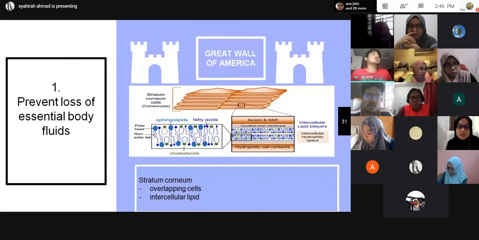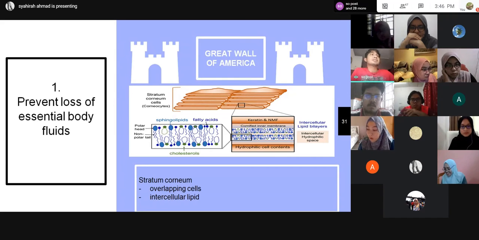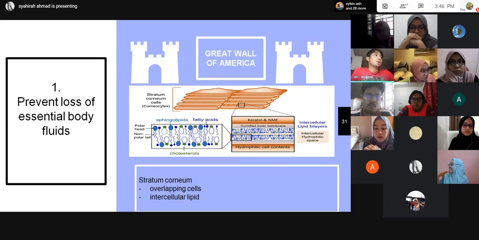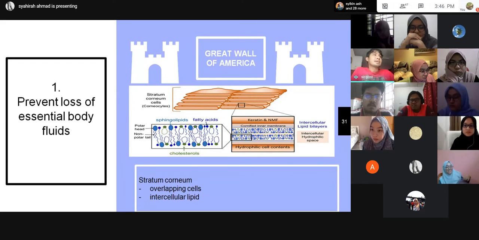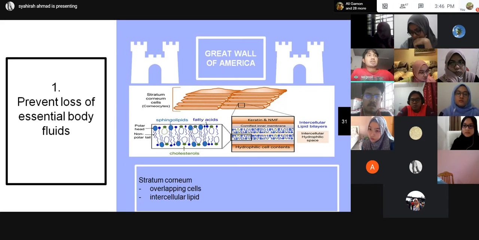First is to prevent the loss of the essential body fluid. Stratum corneum is an important structure to keep the body fluid in. The stratum corneum has overlapping cells and intercellular lipid. This structure blocks the diffusion of water into the external environment. If the stratum corneum is removed by stripping with tape, water loss to the external environment will increase tenfold. Okay, next.